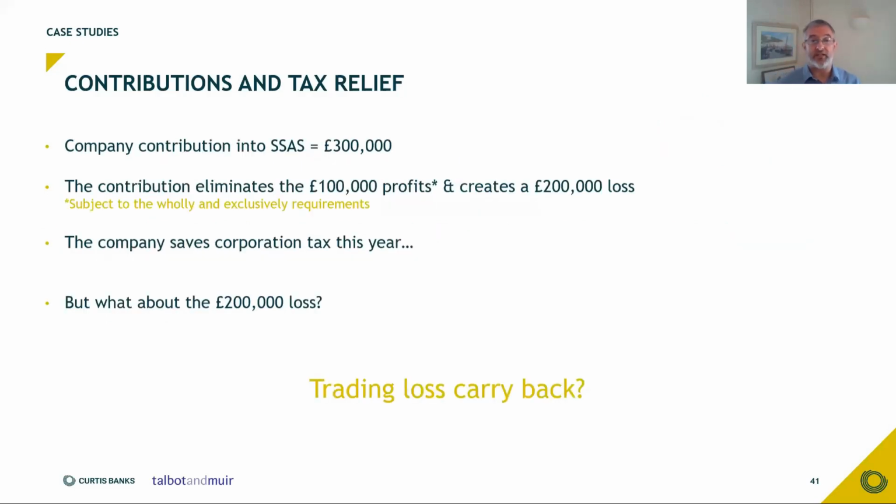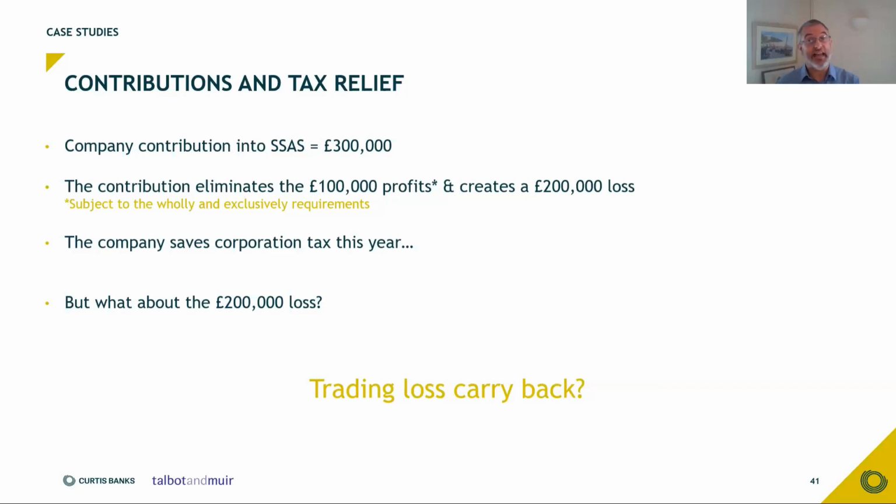So if we assume that meets the wholly and exclusively requirements, then we've made a £300,000 contribution, which is deductible. First question, they only made £100,000 of profits this year. A £300,000 contribution would put them at a loss if it was an allowable expense. So first question, I suppose, is it even possible to make a pension contribution that brings you from trading profit to loss? Is it even possible for that to meet the wholly and exclusively requirements?